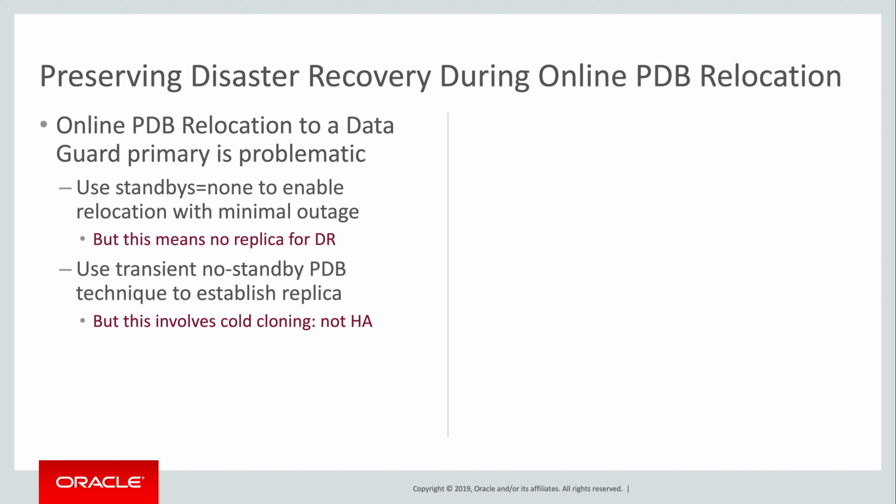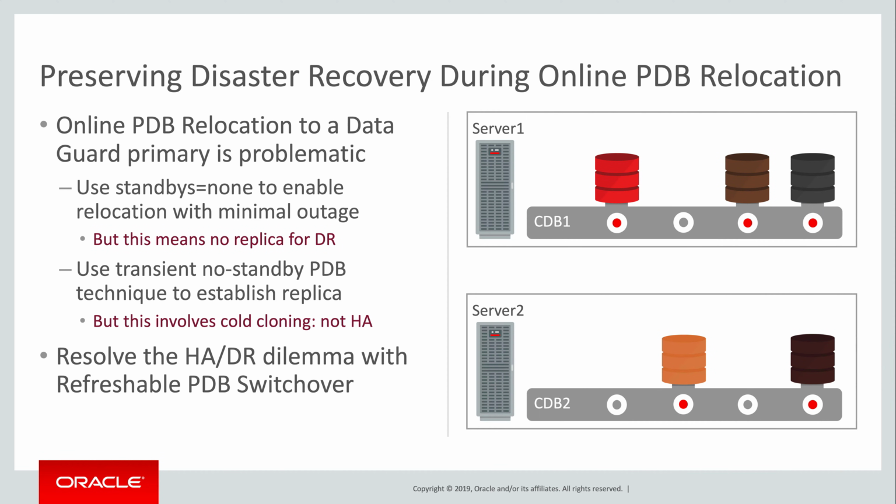On the other hand, the transient no standbys PDB technique can be used to set up that replica, thereby ensuring that we have DR. However, since this technique involves cold cloning, it is not a high availability operation. Therefore, in this case we have DR but not HA. We want to have our cake and eat it. To resolve this dilemma, we can use Refreshable PDBs.